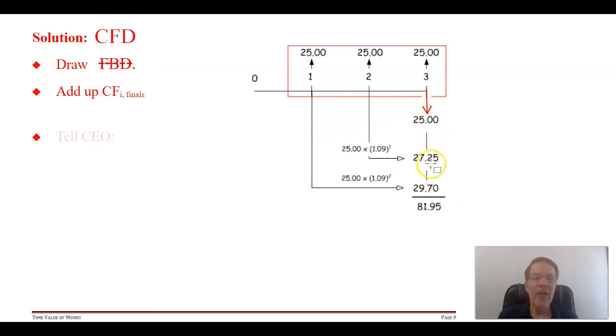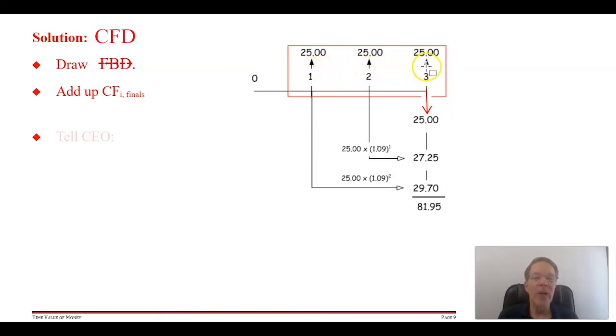And so that's going to grow to 29.7. And so we just add all these up. That's the total money in the account at the end of year 3 when they're going to send that money to the TVA, and it's 81.95 million.